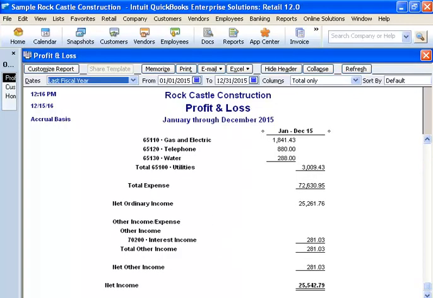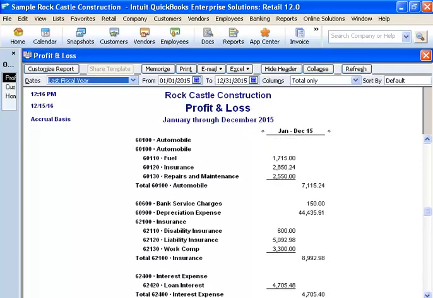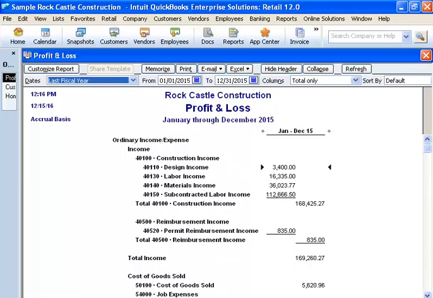I'd say probably 80% of business owners say, tell me the bottom line. All they care about is, did I make some money? Let's look at the parts. You really need to know more than that, okay?